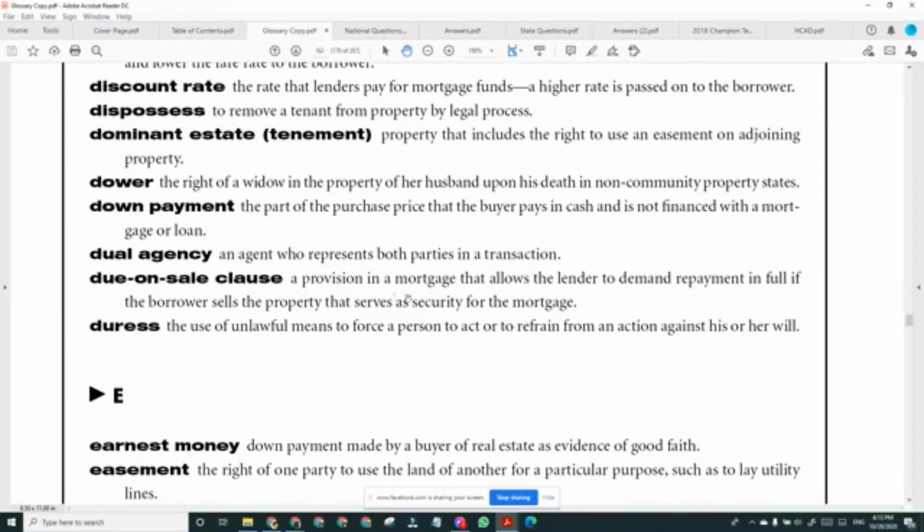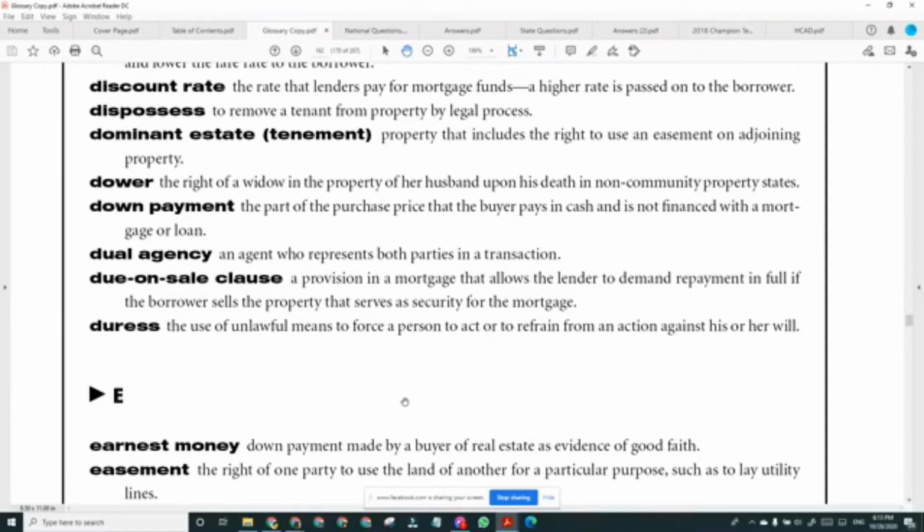Due on sale clause, a provision in a mortgage that allows the lender to demand repayment in full if the borrower sells the property that serves as security for the mortgage. So I learned from investors that the due on sale clause matters when we sometimes buy property and we take over the current mortgage, so the property is conveyed to our name, but the current loan stays in place. When FHA or VA allows it to take over somebody else's loan.